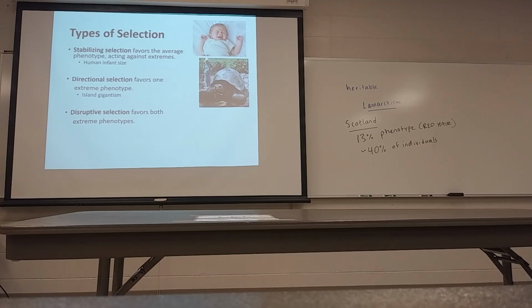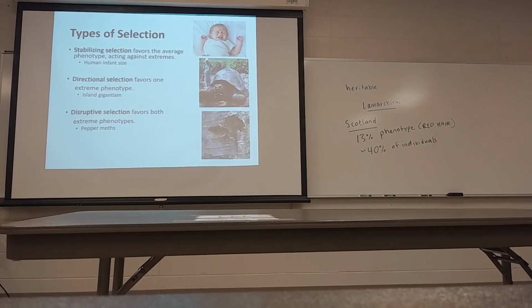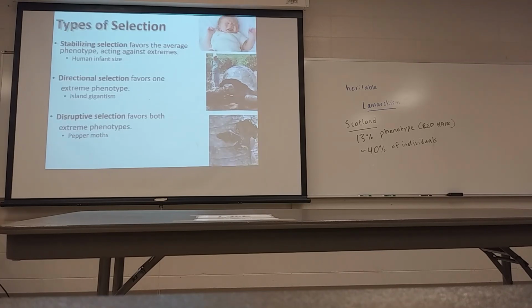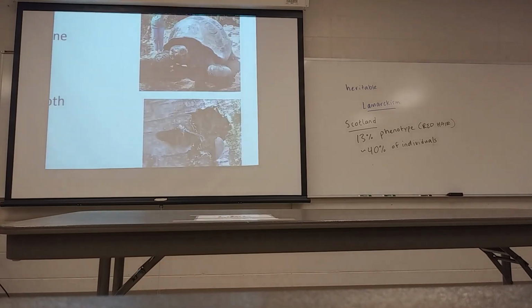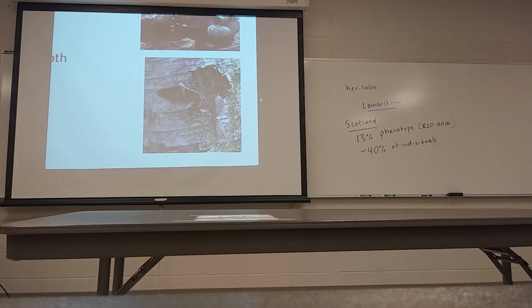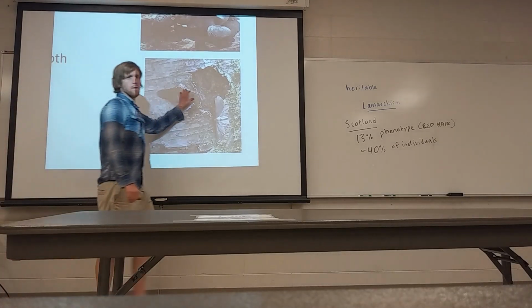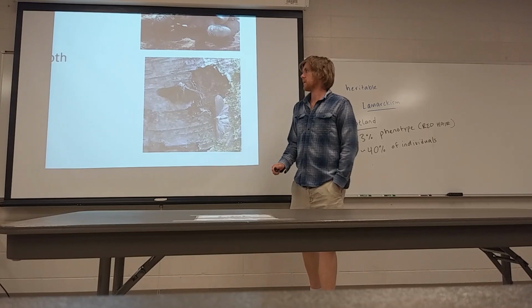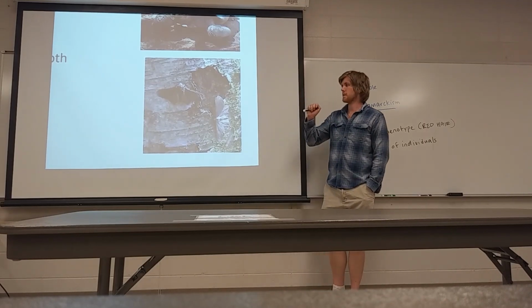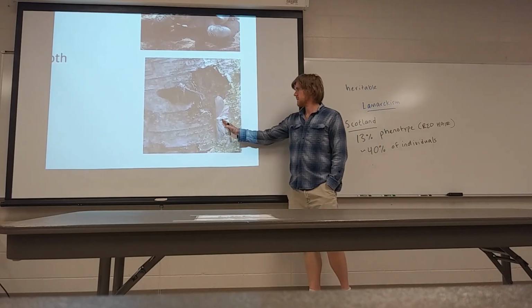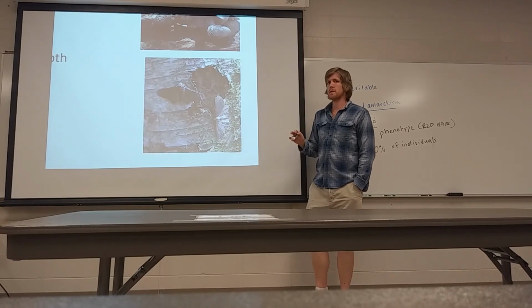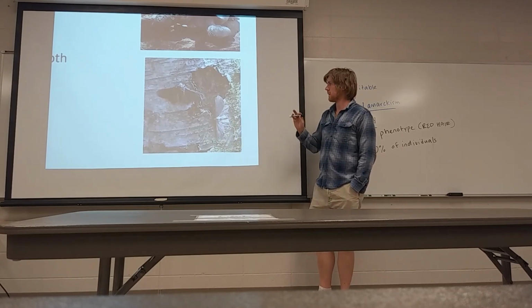Disruptive selection is when you tend to have opposite ends be favored while the intermediate is not. Basically, you have to pick a side of the fence. An example of this is in pepper moths, which I don't think you can see very well. So, the story of these guys, you may have heard it in a previous science class. They live on trees, birch trees, I believe, in England.